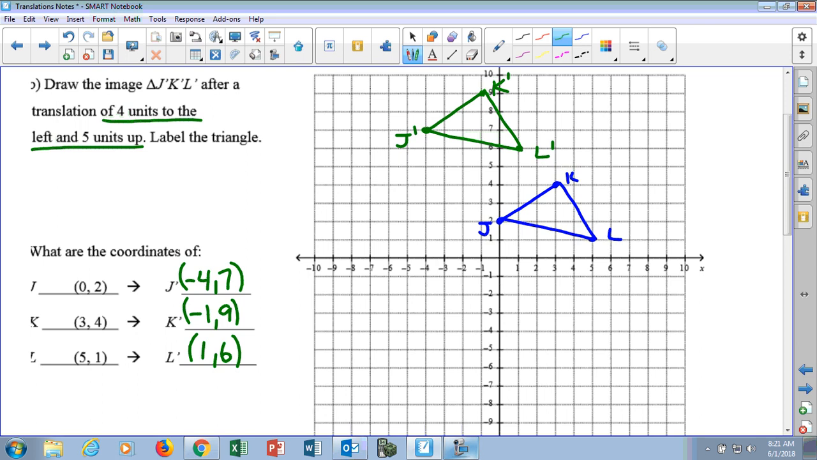Notice how it's in the same direction. It's the same size. All we did is take this blue figure and slide it left, and then we slid it up. Okay? What do we have to do? Are we solving a problem?